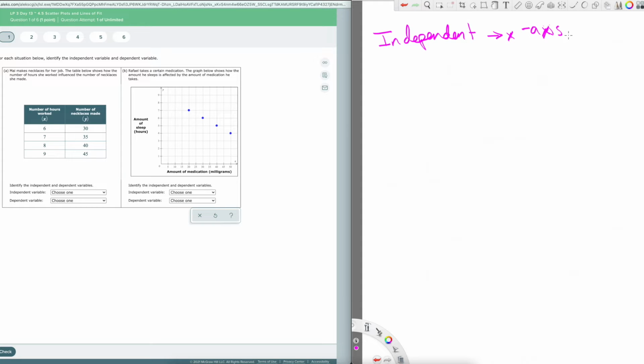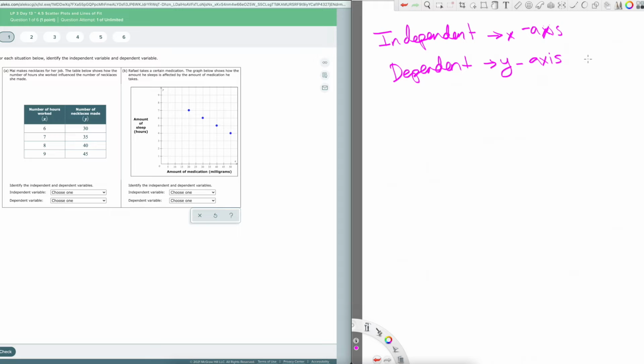The dependent variable is dependent. It changes based on the independent variable. So this x has an effect on it, and that's our y-axis, or our y-coordinate. So they directly have an effect on one or the other. So when we're thinking of independent and dependent, we want to take a look at, okay, these are the 2 things I'm talking about. Which one affects the other? That tells me which one is dependent and which one is independent.